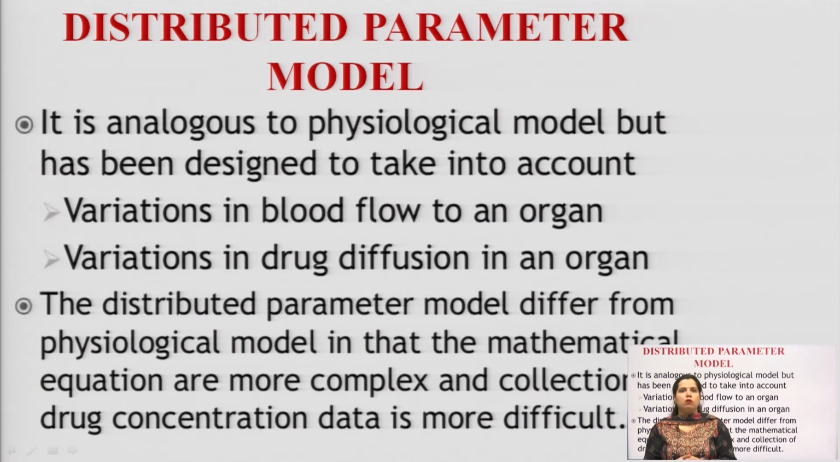The distributed parameter model differs from the physiological model in that the mathematical equations are more complex and collection of drug concentration data is more difficult, because we have further fragmented our data into sub points. Sometimes it is very difficult to analyze the exact data we are calculating because of the complexity of the equations we are using in the distributed parameter model. If we are considering compartments, the basic calculation will be quite easier, whereas if we see the physiology of the organ along with the distribution and diffusion pattern of the drug, the calculation will be more complex in that case.